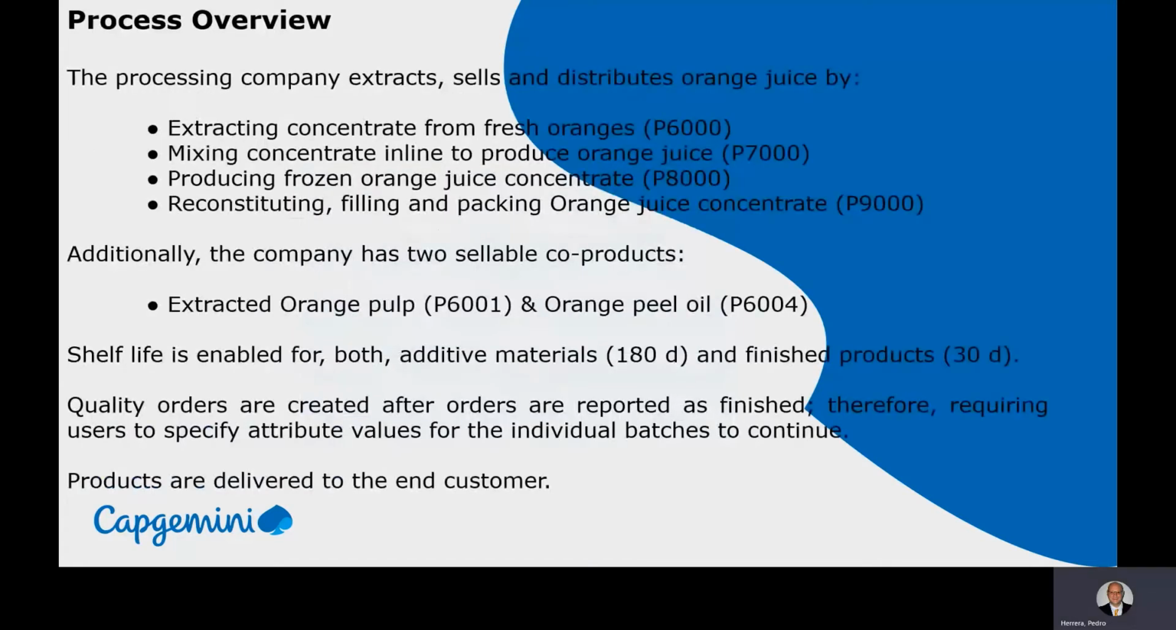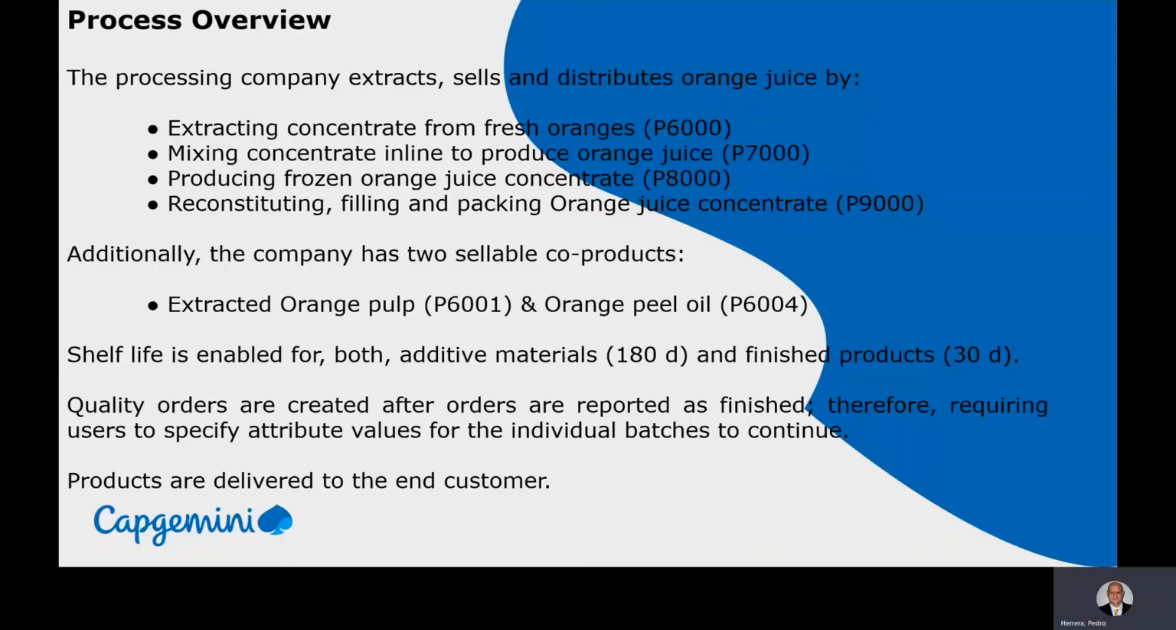Process overview. The orange juice processing company extracts, sells, and distributes orange juice by extracting concentrate from fresh oranges, mixing concentrate in line to produce orange juice, producing frozen orange juice concentrate, reconstituting, filling, and packaging orange juice concentrate. Additionally, the company has two sellable co-products, extracted orange pulp and orange peel oil.